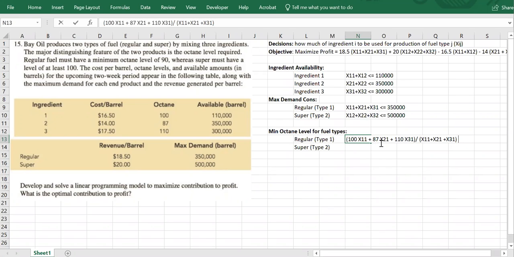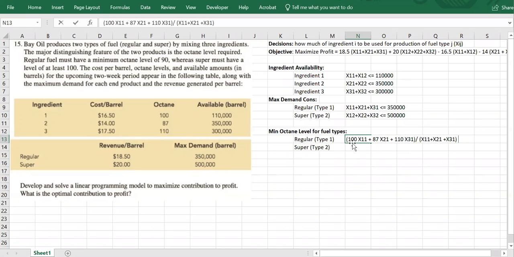In other words, I'm multiplying 100 times X11 divided by X11 plus X21 plus X31, which is the weight of ingredient 1 in production of regular type, plus 87 times X21 divided by X11 plus X21 plus X31, which defines the weight of ingredient 2 in regular type product, plus X31 divided by X11 plus X21 plus X31 times 110, which is the octane level of ingredient 3.